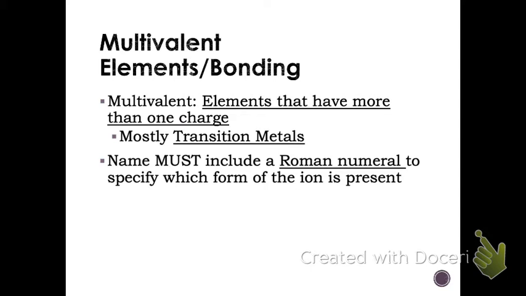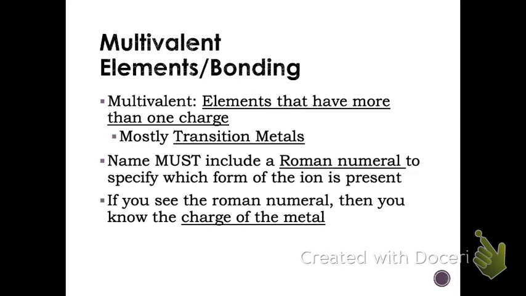So, if you see the Roman numeral in a name, what that is telling you is the charge of the metal. And most of these that we're going to use this year are actually on your ion sheet. So you can look on your ion sheet and see which ones have Roman numerals after them. That means that there's more than one possible charge. And the word we use for that is multivalent.